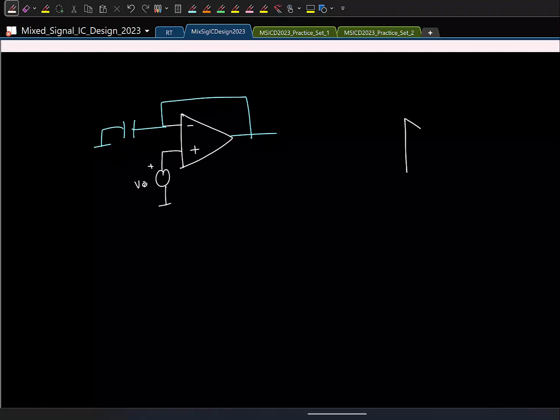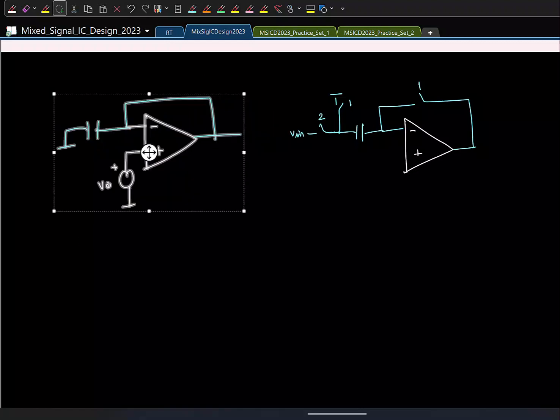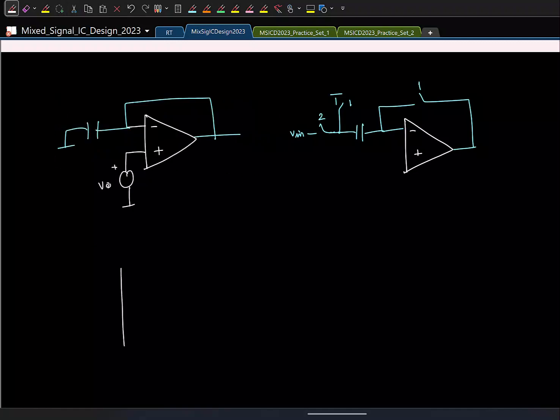So you have this guy. In one phase you go and do this. In phase 1 you do this so that it is charged. In phase 2 you directly apply the input. Fine. If I were to draw a fully differential case, it will look like this.